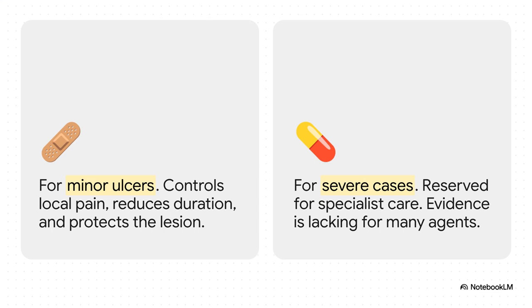So our game plan is pretty straightforward. For almost every case you'll see, those minor ulcers, we're sticking to topical therapy. The goals are simple. Knock down the pain, protect the sore so it can heal, and just let the person get back to eating and talking normally. Systemic therapy, that's for the really complex cases, and that's going to be managed by a specialist, not over the counter.